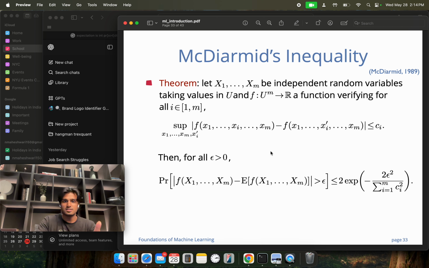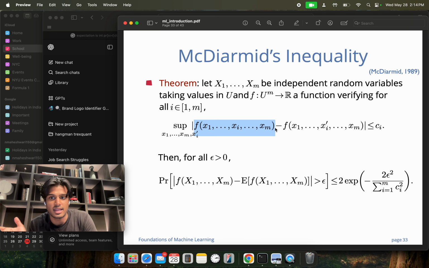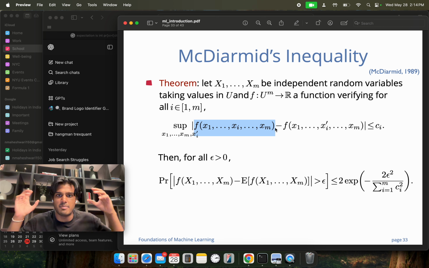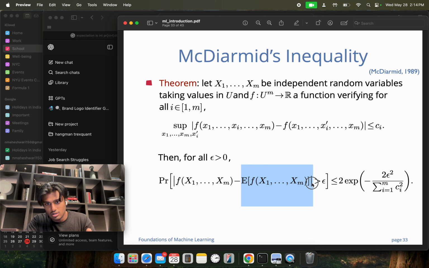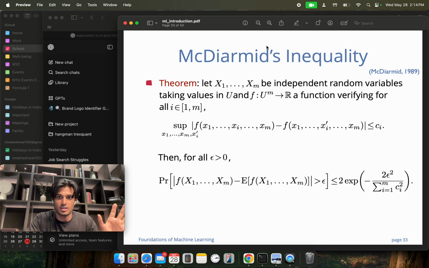So if you verify that for every function, if you change its ith input to some xi prime, anything, the maximum it can change is ci, no more than that, that means it's pretty robust up to the tolerance of ci. That means this function minus the expectation of the function over all random variables can only be greater than epsilon with some probability which is exponentially decaying in epsilon square.